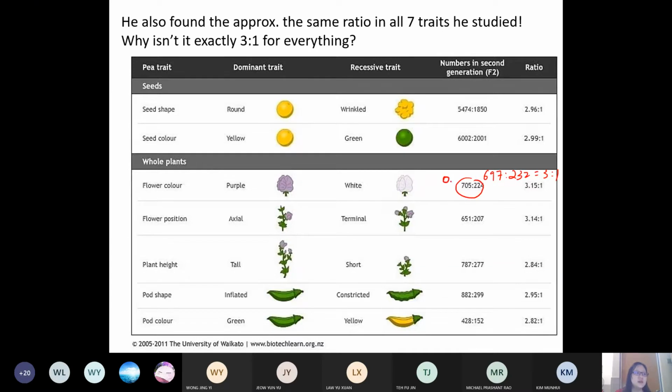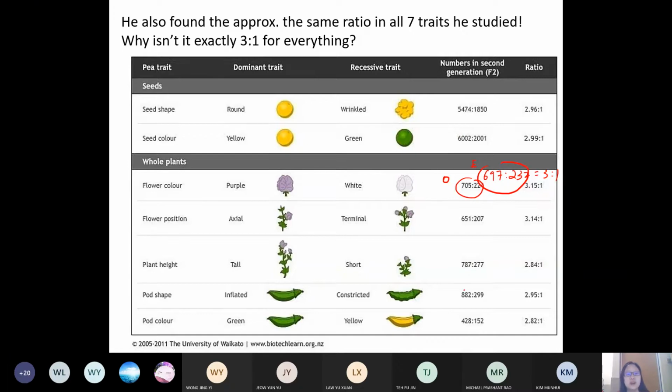This is observed. This is expected. Yes, we can see that 3.15 to 1 is very close to 3 to 1. But how do we know if this is very different or actually the same? 3.15 is quite far away from 3, right, compared to 2.99. So is the difference statistically significant, or is it statistically not different? So is it basically the same?